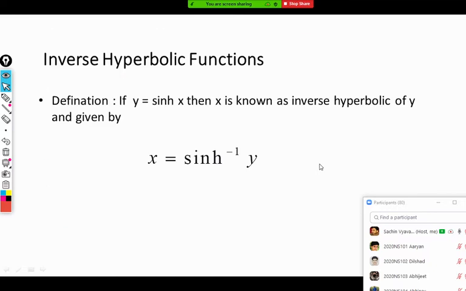Now the last part of hyperbolic functions is the inverse hyperbolic function. Whatever formulas you have to remember, all these formulas are taken here. Now one last slide of formulas that you have to remember.